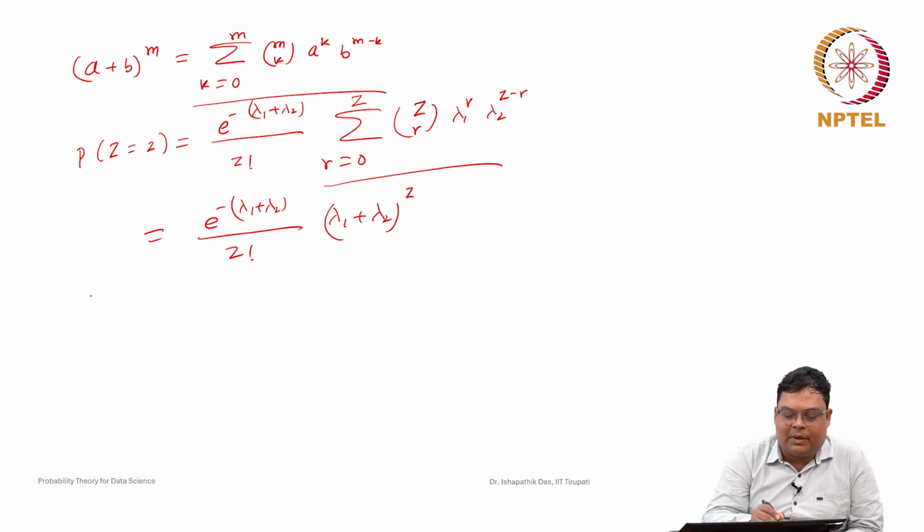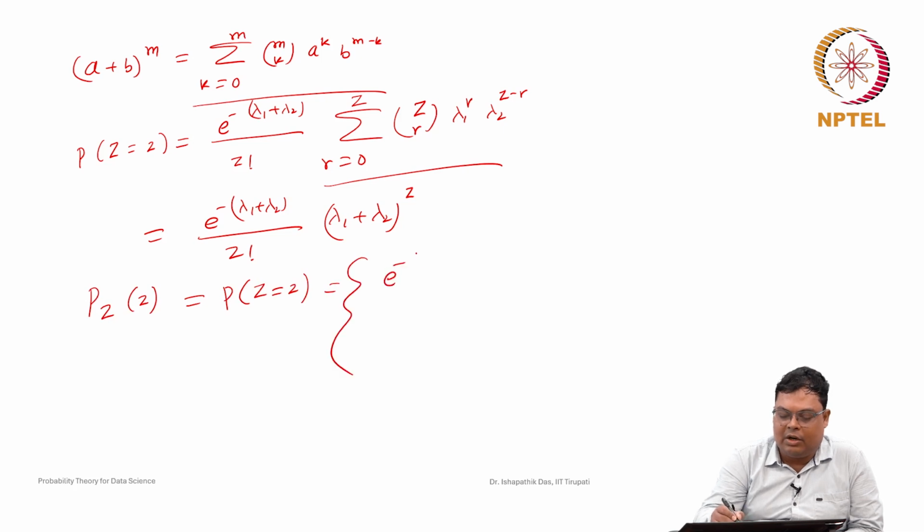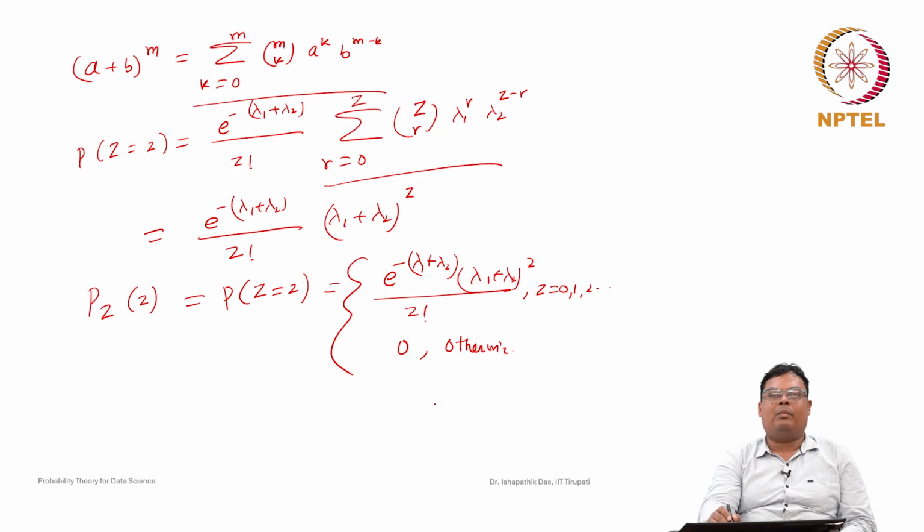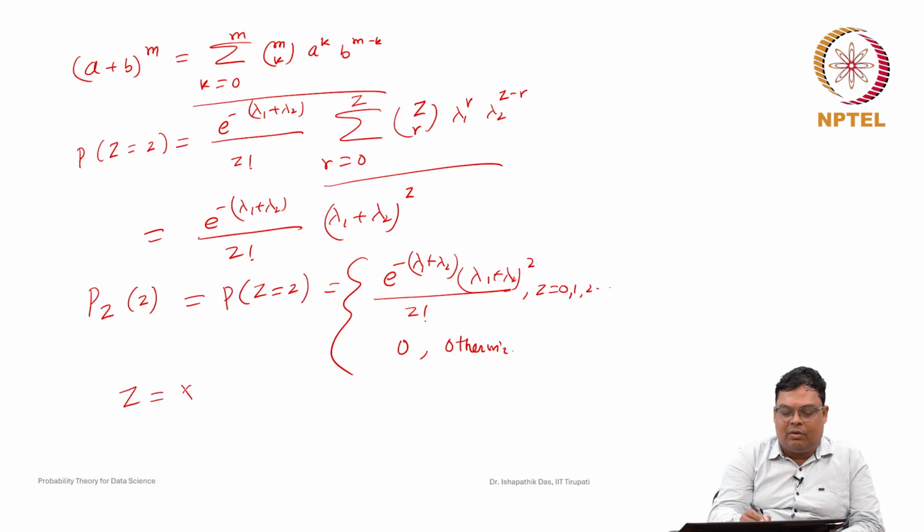So, the probability mass function of z, p_z(z), is given by the probability that Z is equal to z. This is nothing but e to the power of minus (lambda 1 plus lambda 2), (lambda 1 plus lambda 2) whole to the power z by z factorial, whenever z is 0, 1, 2 like this, and it is equal to 0 otherwise. See that it has a similar form to the probability mass function of the Poisson distribution with parameter. So hence Z equal to X plus Y has a Poisson distribution with parameter lambda 1 plus lambda 2.